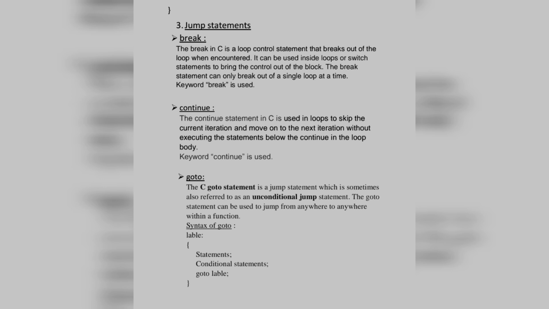Go to. The C goto statement is a jump statement, which is sometimes also referred to as an unconditional jump statement. The goto statement can be used to jump from anywhere to anywhere within a function. Syntax of goto. Label, and then we'll open the parenthesis and write the statements, conditional statements, and goto label, and then we'll close the parenthesis.